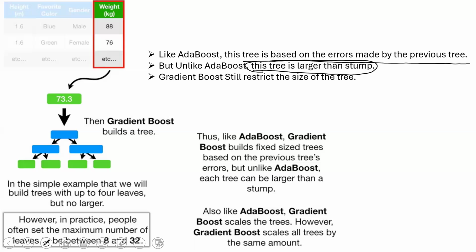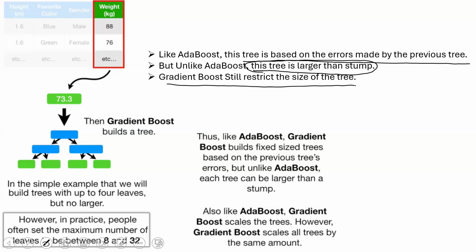In AdaBoost, you will always create stumps, but in gradient boost, you will construct trees larger than stumps. But there is a restriction. Gradient boost still restricts the size of the tree. It is not like decision trees; you will not construct full-size trees. There will be a restriction on the number of leaves in gradient boost.